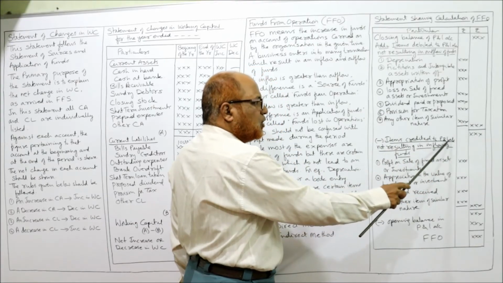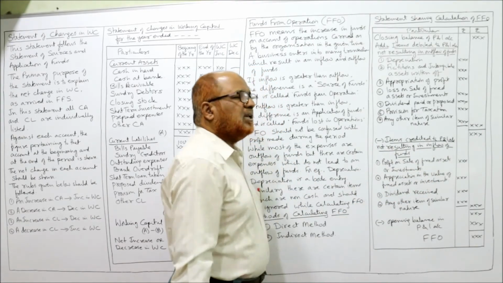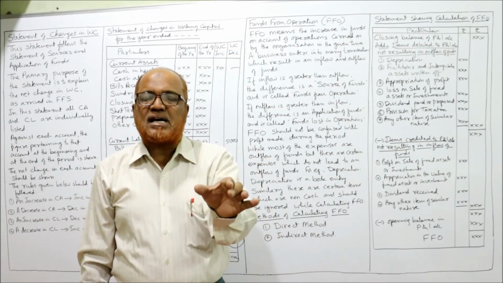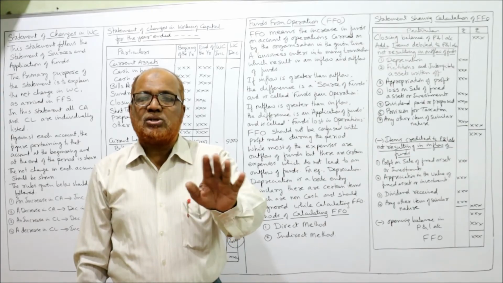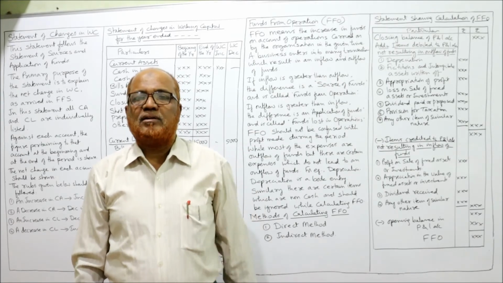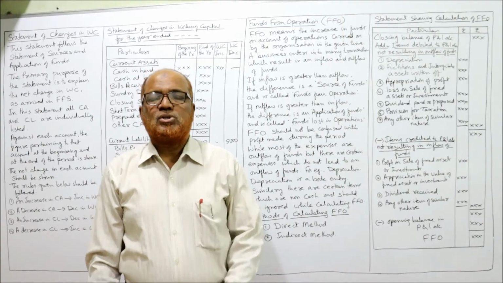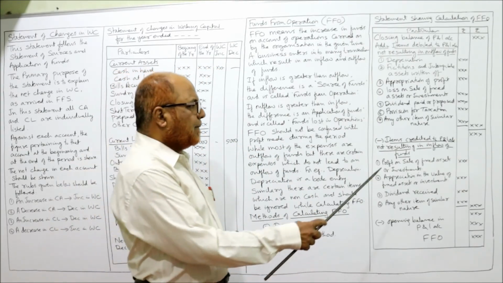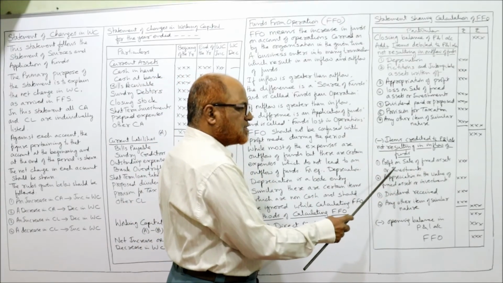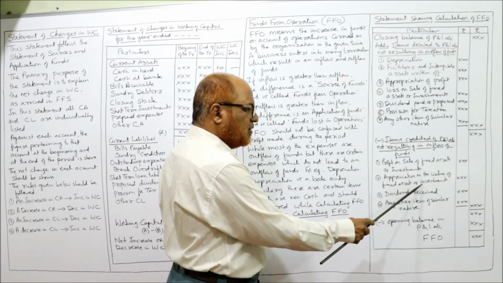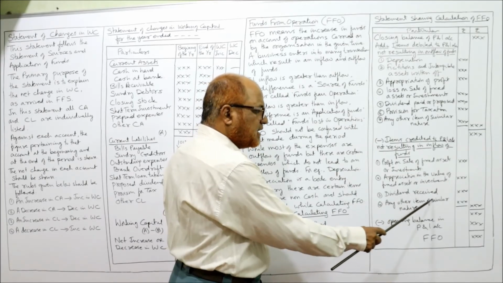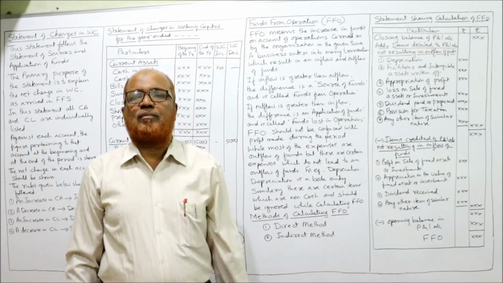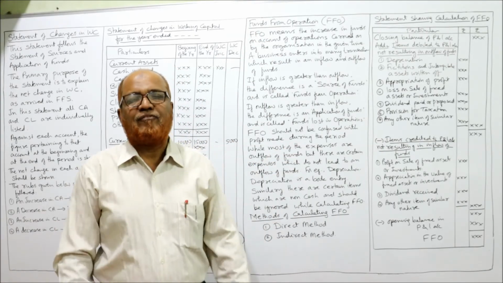Less items credited to profit and loss account not resulting in inflow of funds. There are some items on the credit side of profit and loss account but do not involve any inflow of funds. It's only a book entry. So those book entry, adjustment entry items are very few. Example, profit on sale of fixed asset or investment, appreciation in the value of fixed asset or investment, dividend received, any other item of similar nature. Only a few items you will find on the credit side of profit and loss account which do not involve funds.